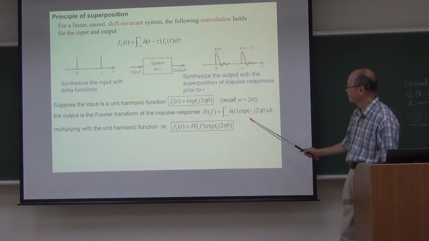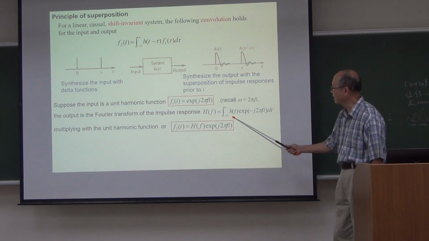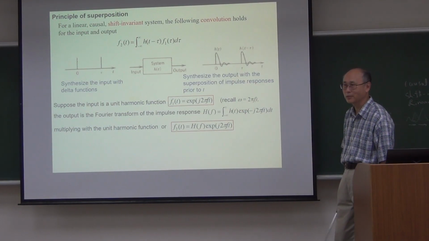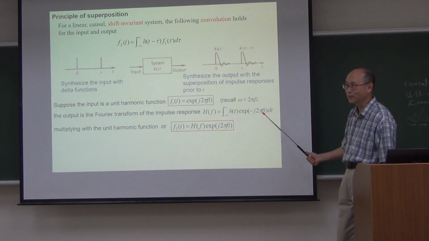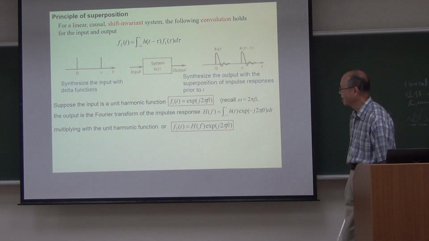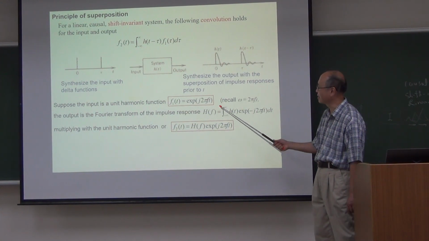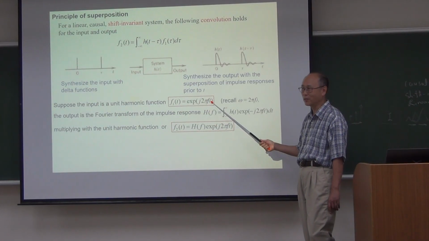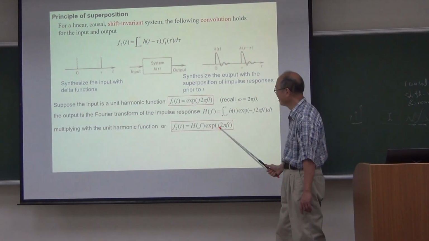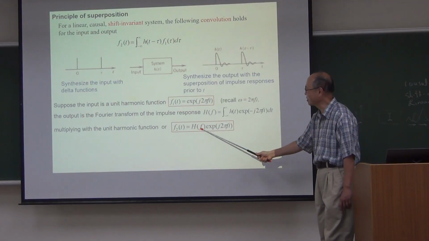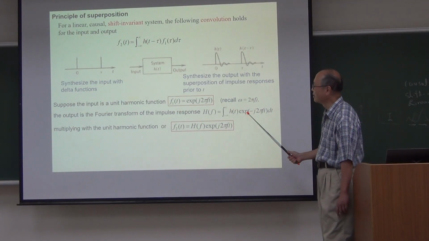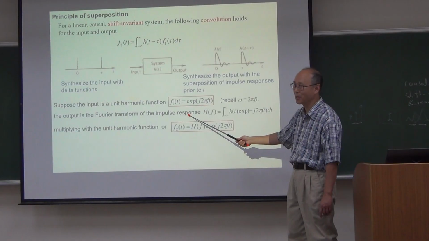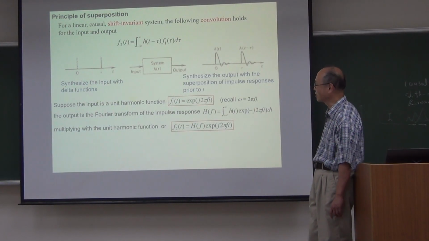Okay. So this H(f), in fact, is a Fourier transform of this impulse response. You read this before? So this tells you that if I have a unit harmonic function as excitation as an input, you get the frequency response. The Fourier transform of this impulse response is called the frequency response of the system, or sometimes we call it the state function of the system.